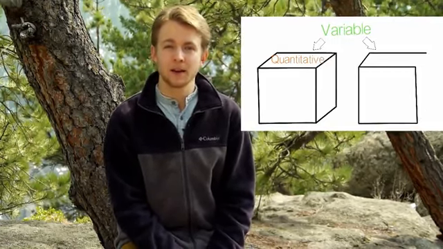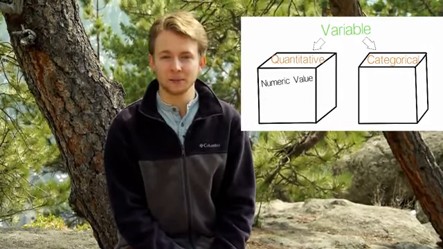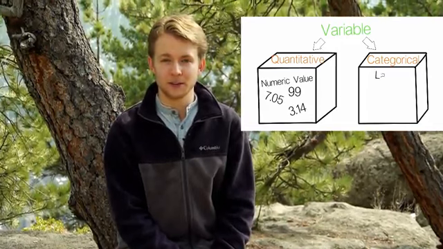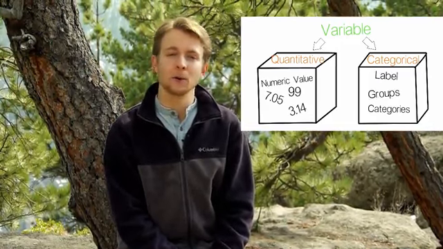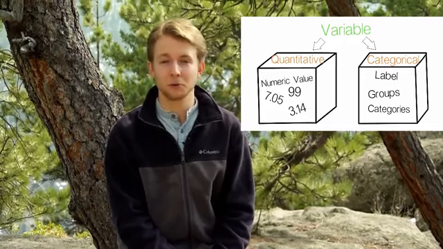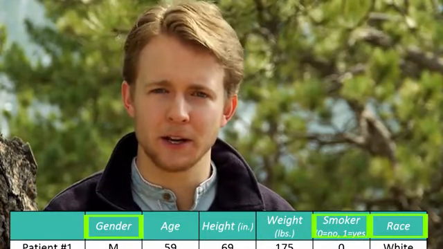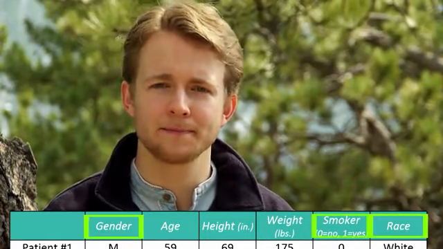Variables can also be classified into one of two types, quantitative or categorical. Quantitative variables take numerical values and represent some kind of measurement. Categorical variables, on the other hand, take category or label values and place an observation or individual into one of several groups. In this example, there are several variables of each type. Age, weight, and height are quantitative variables. Race, gender, and smoking are categorical variables.